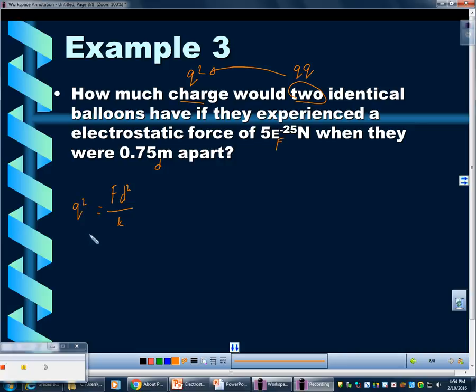So in my calculator, I'm going to do 5 times 10 to the negative 25th times my distance squared, divided by my K constant of 9 times 10 to the 9th. When I hit equals, that's going to give me Q squared. So I'm going to want to make sure that my last step will be to take the square root of whatever answer I get. So for Q squared, I come up with 3.125 times 10 to the negative 35. And when I take the square root of that value, I find that the charge of my balloons would be 5.59, or 5.6 times 10 to the negative 18, because this is a charge measured in coulombs, or capital C.